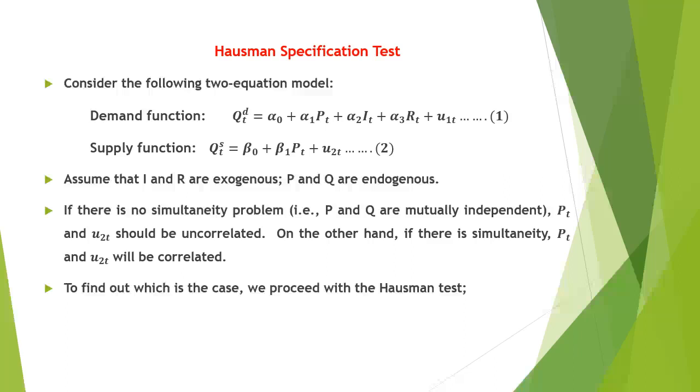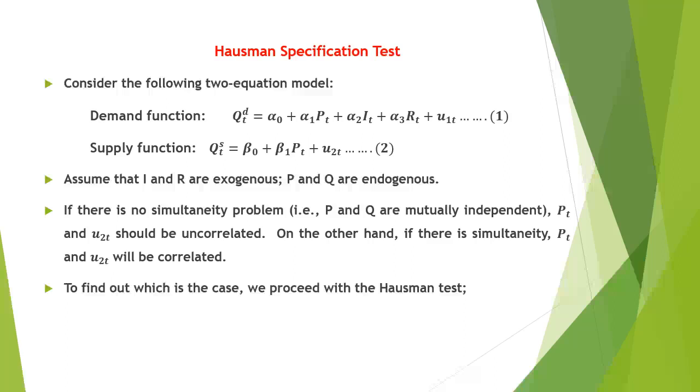Consider the following two equation model where the demand function is equal to alpha 0 plus alpha 1 Pt plus alpha 2 It plus alpha 3 Rt plus u1t. And the supply function is equal to beta 0 plus beta 1 Pt plus u2t. Assume that the income and the wealth are the exogenous variables and the price and quantity are the endogenous variables.